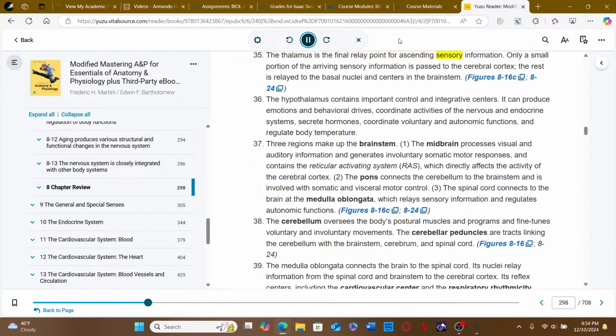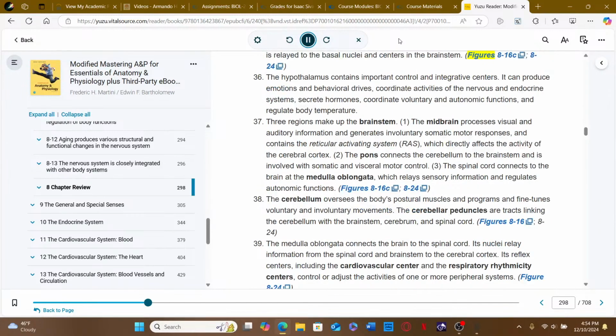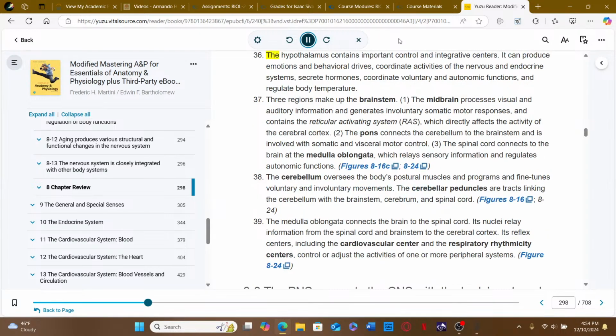The thalamus is the final relay point for sending sensory information. Only a small portion of the arriving sensory information is passed to the cerebral cortex. The rest is relayed to the basal nuclei and centers in the brainstem. Figures 8-16c, 8-24.